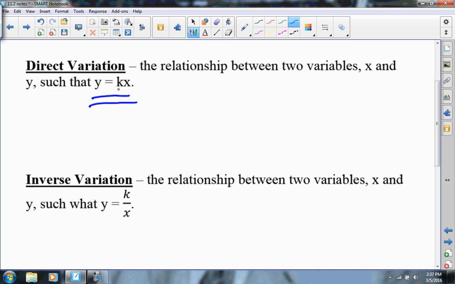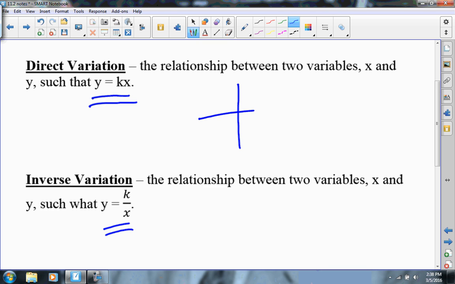constant that relates them. And then inverse variation, that's where there's another relationship between the two variables, x and y, except this time if you take your constant and divide by x, then you get the relationship that relates x and y. And when we graph these, they look very, very different. So aside from one being multiplication and one being division, they also look different.